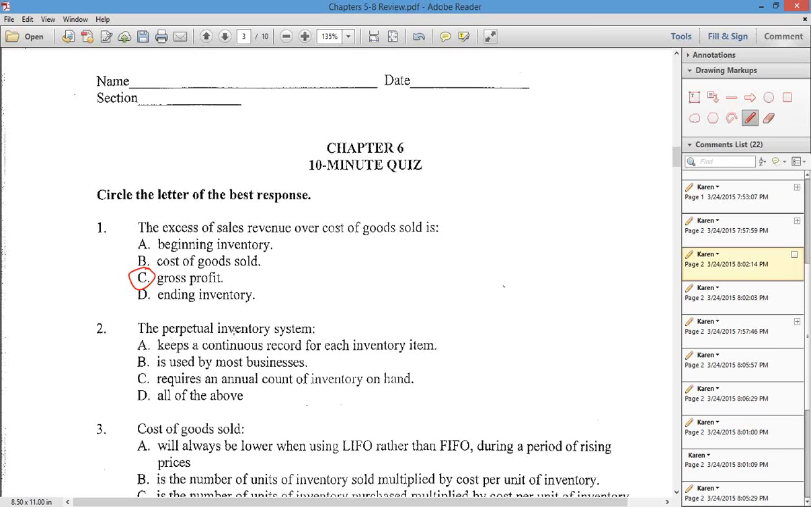The perpetual inventory system. So the difference between perpetual and periodic, this would be a question to ask you if you understood that. Perpetual keeps a continuous record for each inventory item, is used by most businesses, requires an annual count of the inventory on hand, or all of the above. All of the above are perpetual inventory. Very good. Now we're on a roll.